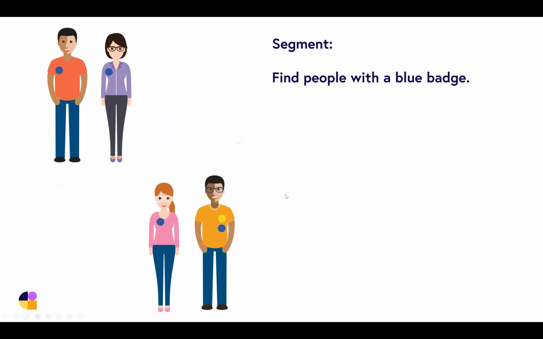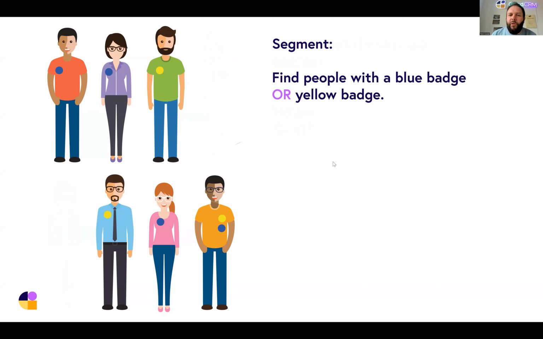So first of all, let's find people with a blue badge. If we're finding people with a blue badge, we're going to see all of the people in our list that have got blue badges, including our friend who's got a blue and a yellow badge. Our next segment is to find people with a blue badge or a yellow badge. So we're using the or operator. Essentially what we're saying there is include any people. We think of or as corresponding to any. So find any person with a blue badge or a yellow badge. We can see we've got the blue badges, the yellow badges, and the person with the blue and the yellow badge.